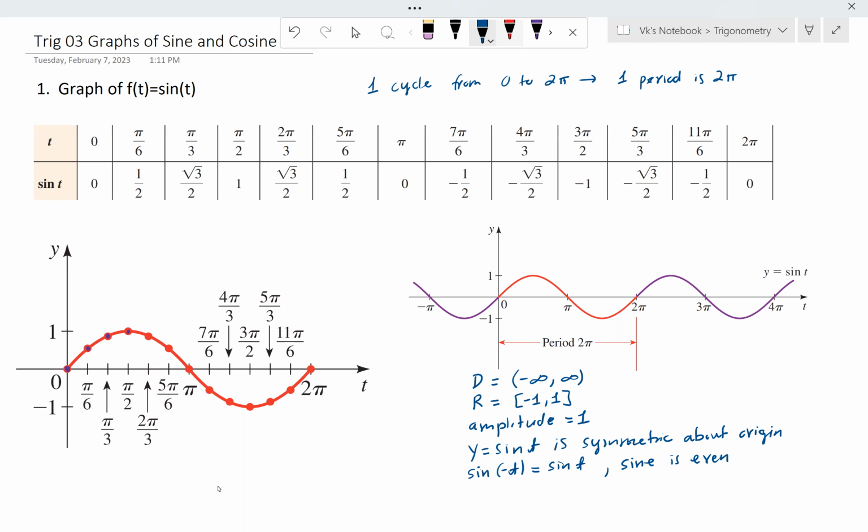Pretty cool discovery. Another discovery that I want you to know, make sure you remember this well: sine of any angle is between -1 and 1.